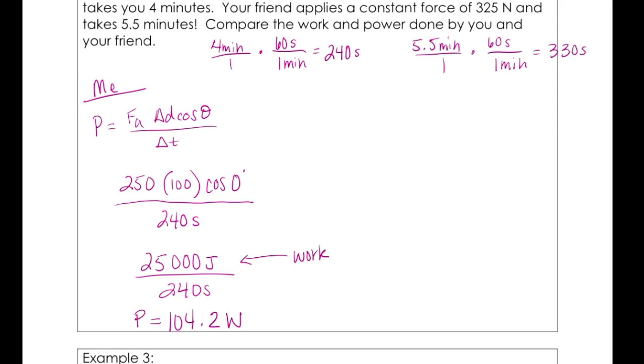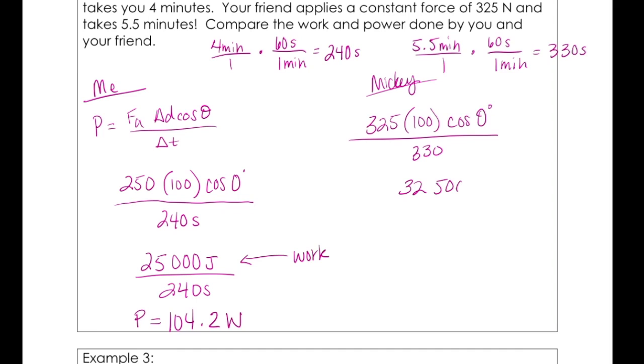Okay, for my friend, Mickey, we're going to use the same formula. The force that they used was 325 newtons times the distance. They're going to be pushing in the same direction as the displacement divided by their time, which was 330. Okay, so first just finding the work. So multiplying the top portion, we'll get 32,500 joules divided by 330. Okay, so this is our work.